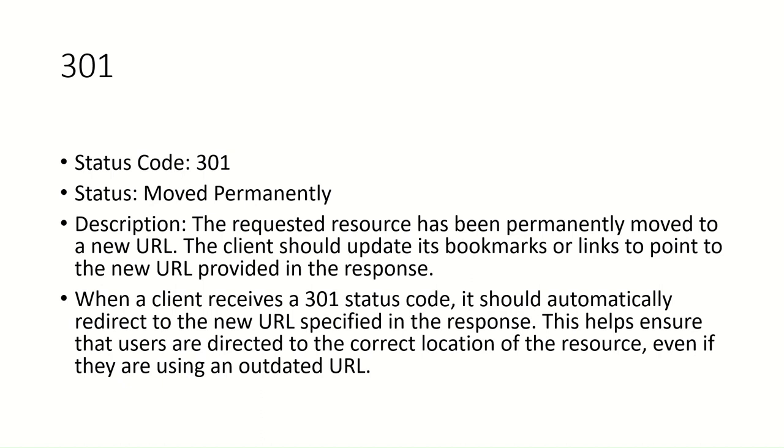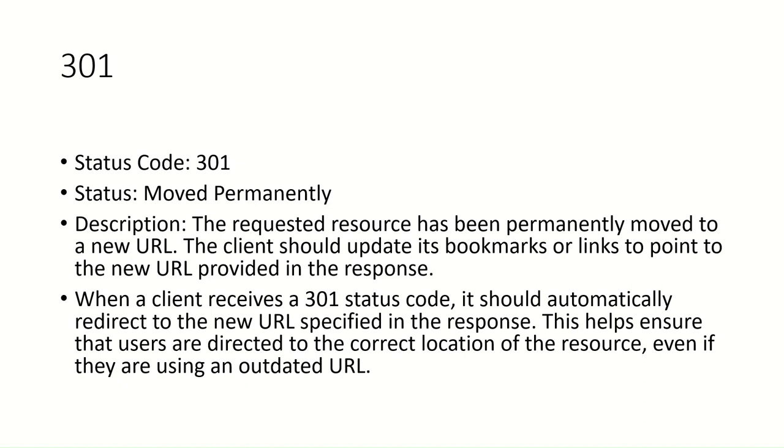When the client gets this 301 HTTP status code, it means that the requested resource has been permanently moved to a new URL. The client should update its bookmark or link to point to the new URL provided in the response. When a client receives a 301 status code, it should automatically redirect to the new URL specified in the response.